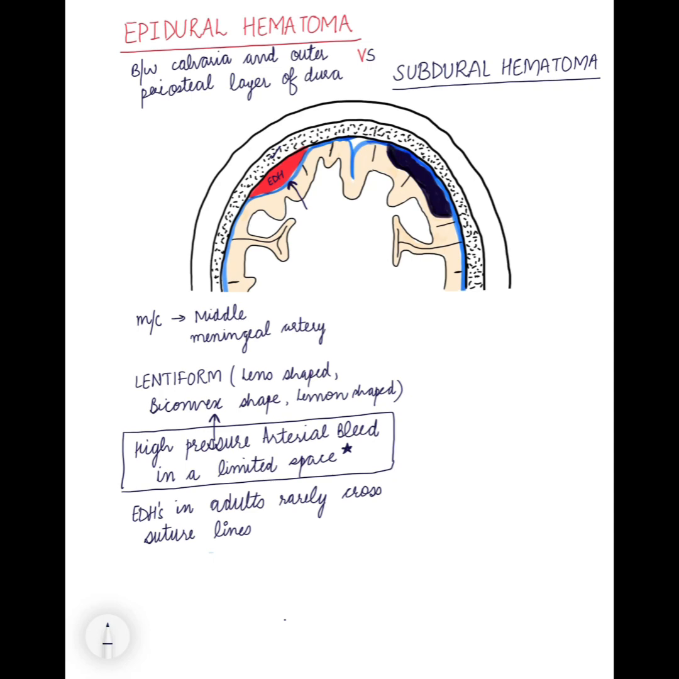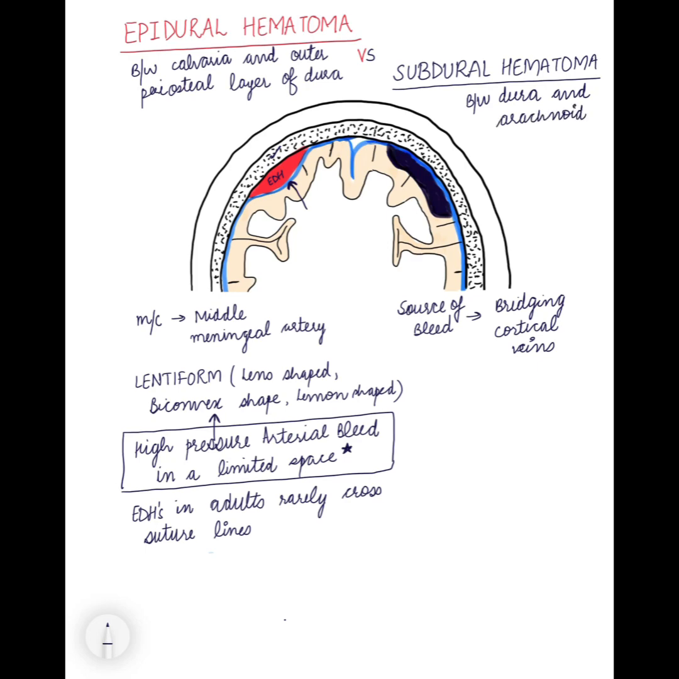Next is subdural hematoma. The source of bleed is bridging cortical veins. And the subdural hematoma is between dura and arachnoid. Sub means below. Between dura and arachnoid mater.